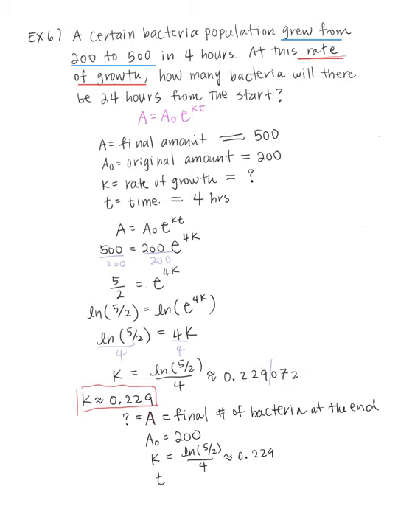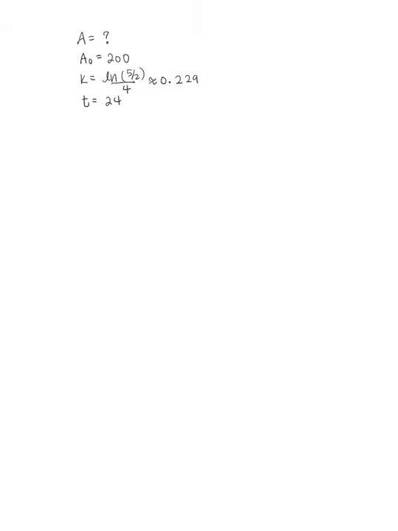Now, what is the time t? Well, it says how many bacteria will be there in 24 hours from the start. So our t is going to be 24. Okay, so what I just did here was I just copied the previous page. So we're looking for A, A sub 0 is 200, k is approximately 0.229, and t is 24. So let's go back to our formula again. A equals A sub 0 times e to the kt.